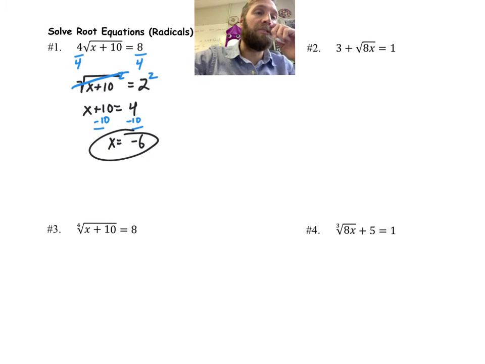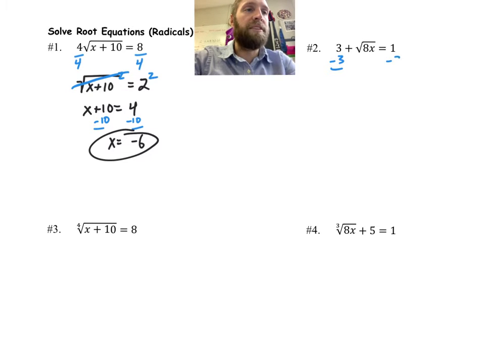We take a look at number 2, and we have a square root here. It's got a 3 out front. It's very clear. It's a plus 3. We're going to go ahead and undo that, subtract 3. Remember, we're trying to get the group by itself or the root by itself on all these problems. We have the square root of 8x, and that is equal to a negative 2.